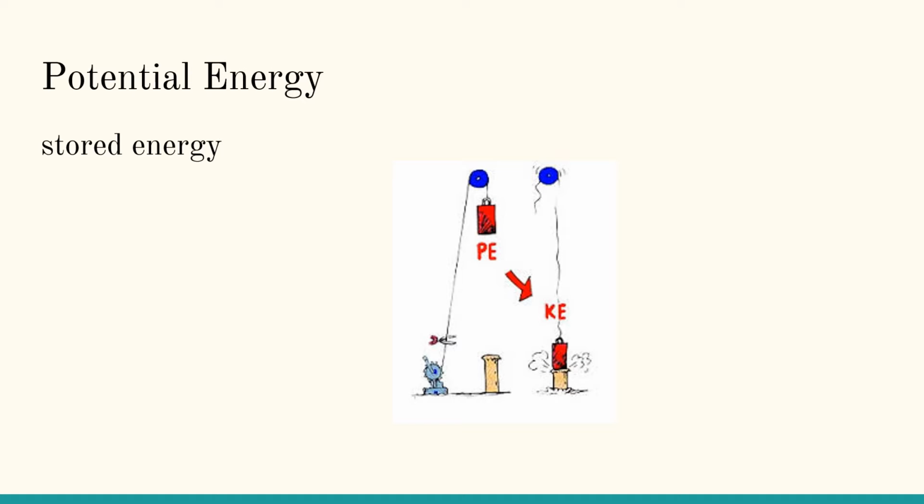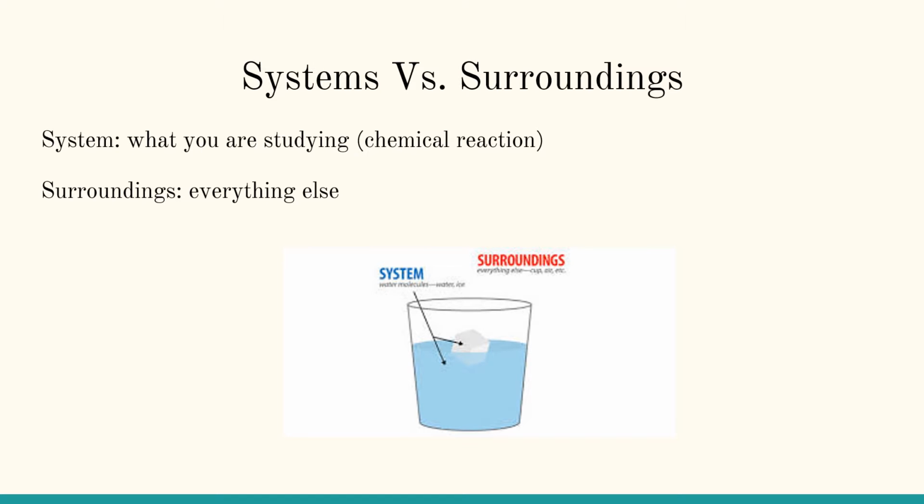Also, let me talk about our systems versus our surroundings. So we study the system, okay? The system is the occurring. The surroundings are going to be everything else. So let's say you're reacting water. The reaction is surrounder.